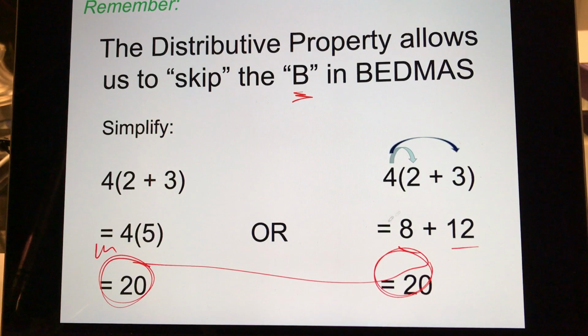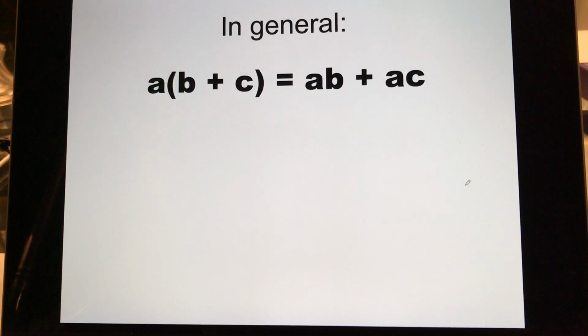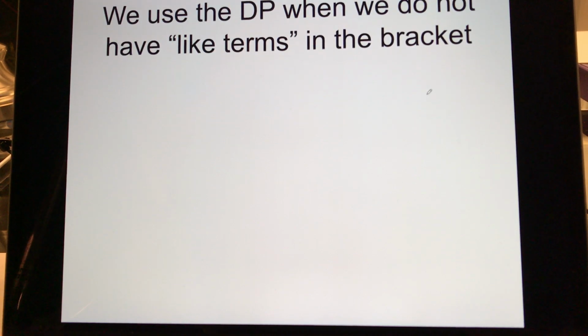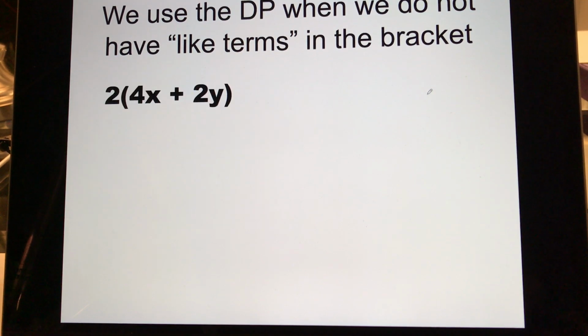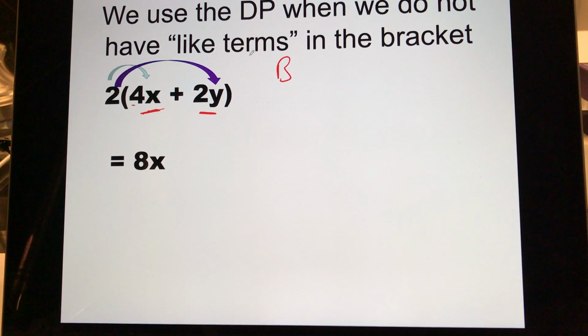The thing is, we use the distributive property when we can't add these two things together. So the general rule here, of course, is a times b, which is ab, and then a times c, which is ac. Now we use this distributive property when we do not have what we call like terms in the bracket. So for example, here we see we have 4x and 2y. We can't add those together. So if we were to go through BEDMAS, we would be stuck on the B of BEDMAS. They can't go together. However, we know the distributive property will give us the same answer anyway. So I can go 2 times 4x, which is 8x, and I can go 2 times 2y, which is 4y. So I can get around the bracket part.